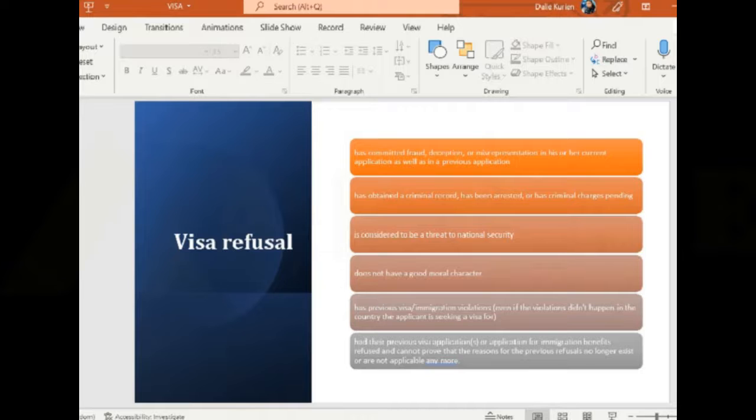Okay. So if you have any criminal record or if you have been arrested, if you have a penalty or jurisdiction, then yes, you will not be granted a visa. If they feel that you are considered a national threat, then also they will not allow you to enter the country. If you do not have good moral character, whenever you're applying for a visa, you would be asked to give references of 2 people who know you very well. So they would be sending mail to them.